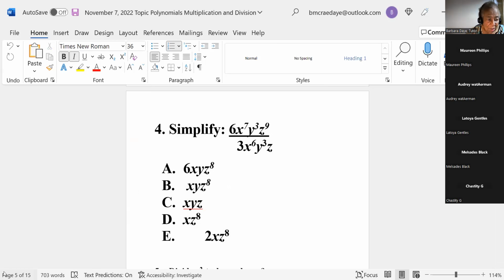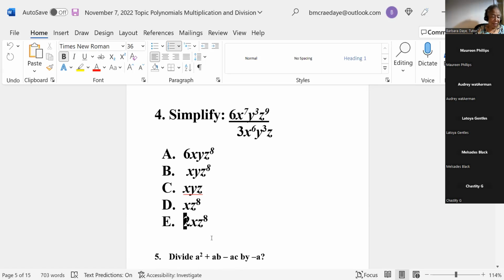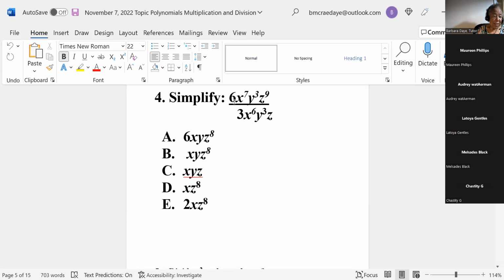Well, you did not give me the correct answer, but I want you to do it again because I think you made a mistake someplace, at the bottom. So do it again and tell me what you get. Now, remember, you've got to divide the coefficient 6 by 3. And then you subtract. Once you divide 6 by 3, what do you get?